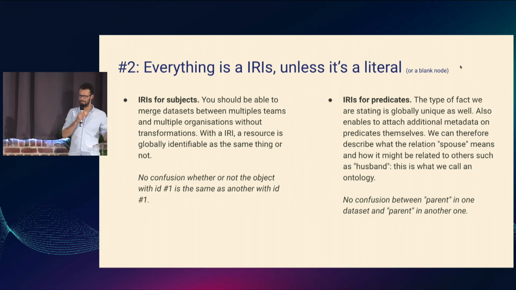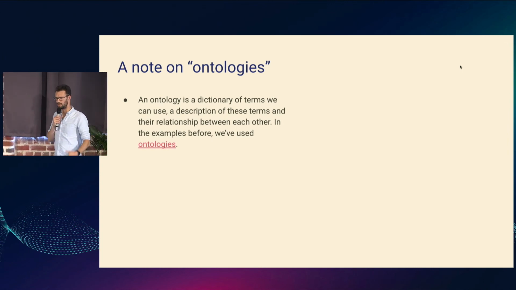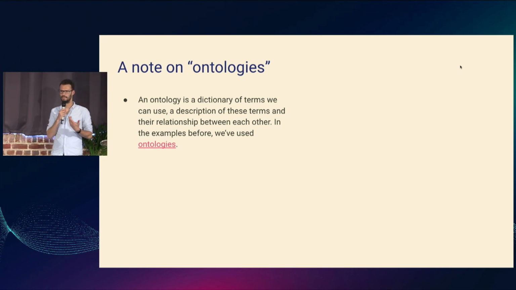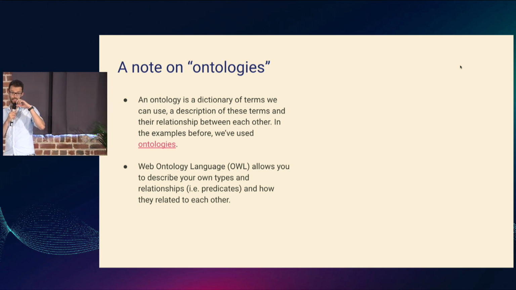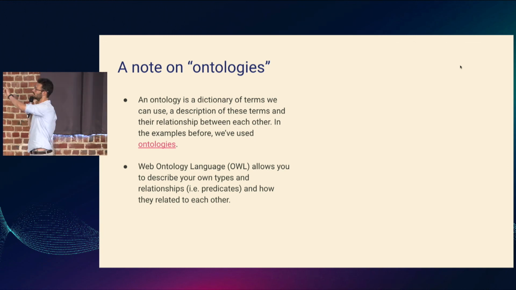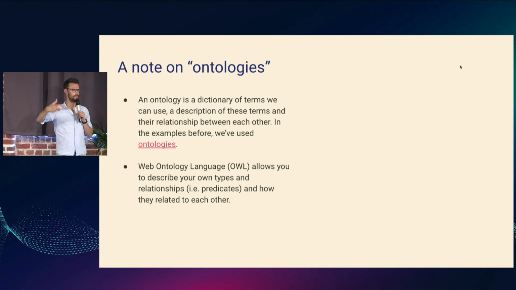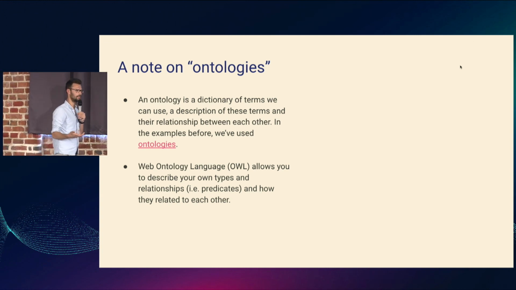Yeah. Quick note on ontologies. It's just a dictionary of terms and documentation of the relationships or the terms that you're using, why you're using them, and potentially added value, like inverses and so on. That's where this thing called OWL, the Web Ontology Language, comes in. It's something on top of RDF that enables you to describe this. Think about it as the OpenAPI spec for your RDF dataset.